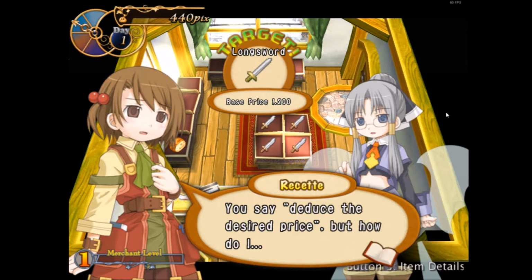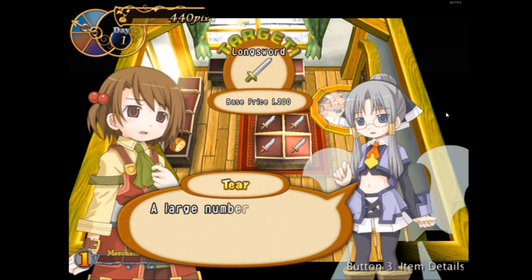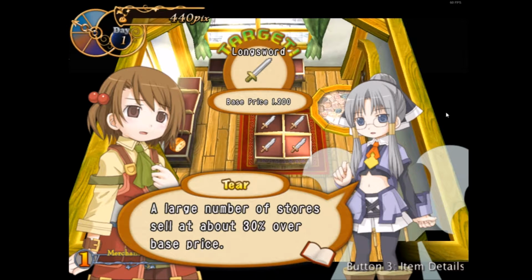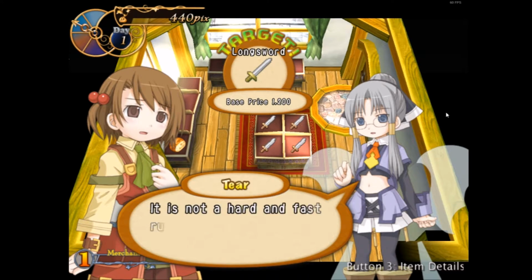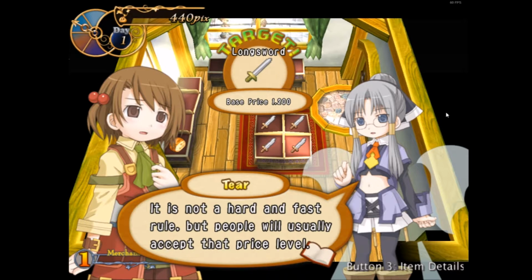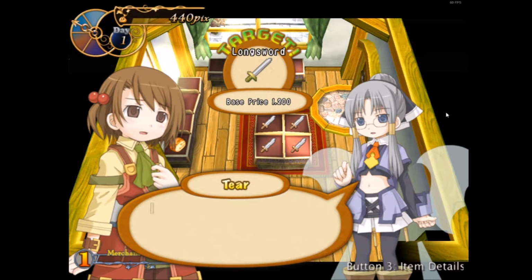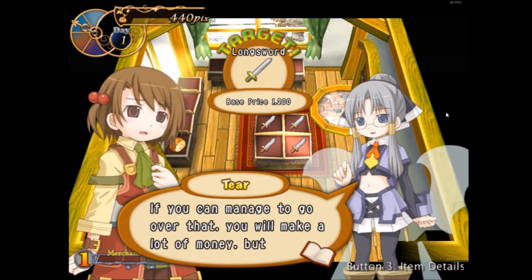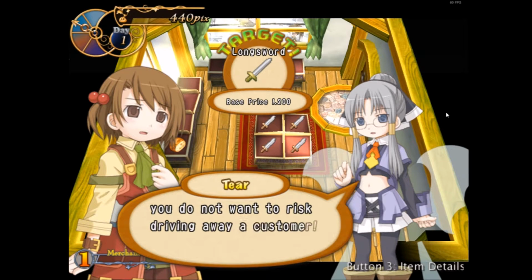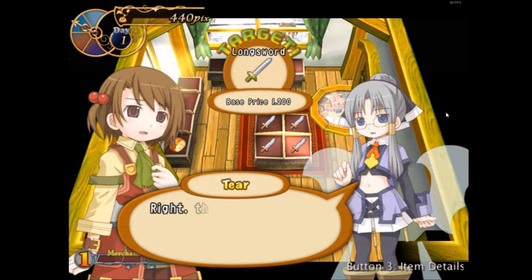You say deduce the desired price, but how do I? A large number of stores sell at about 30% over base price. It is not a hard and fast rule, but people will usually accept that price level. Usually. If you can manage to go over that, you will make a lot of money, but you do not want to risk driving away a customer.